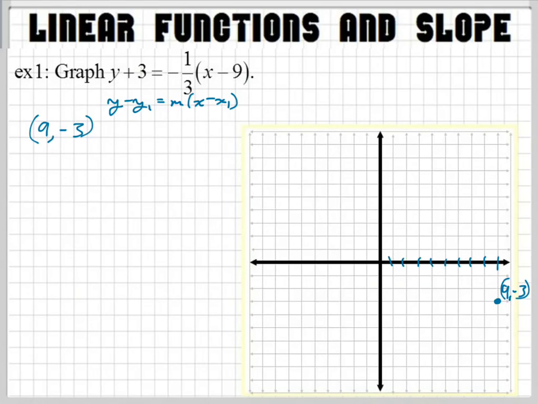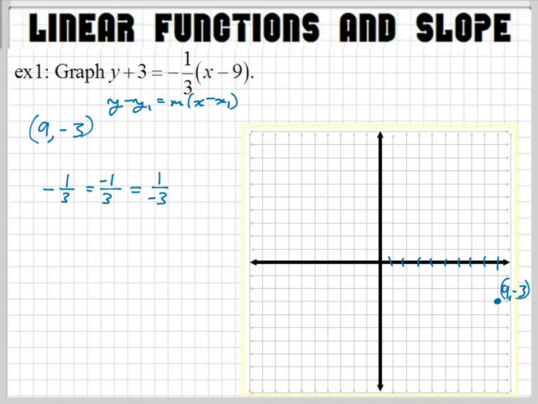Once you have a point on a graph, it doesn't matter if it's the y-intercept or some random point like this one, you can graph the rest of your line. You just have to know the slope. The slope here says -1/3. It says negative and then 1 over 3. You can throw the negative on the 1 or you can throw the negative on the 3. It doesn't matter which one you put the negative on because you'll get the same thing.